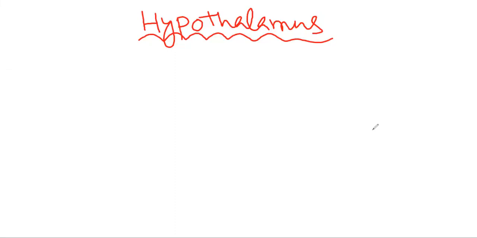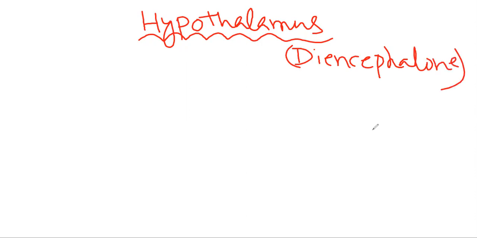With the hypothalamus, where is it exactly located in our central nervous system? Within the central nervous system, as we know, there is a part known as the diencephalon. The hypothalamus is situated within the diencephalon. That we need to know first. So the diencephalon is the site where this hypothalamus is situated.